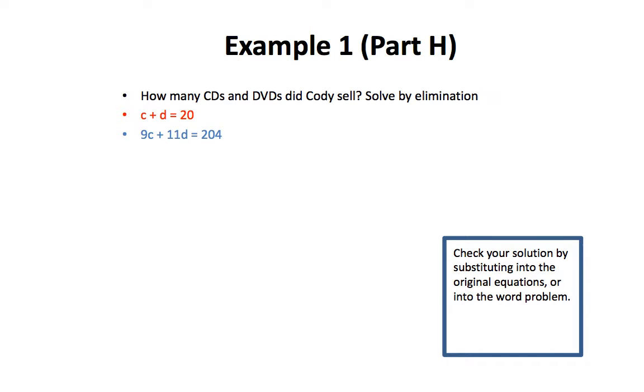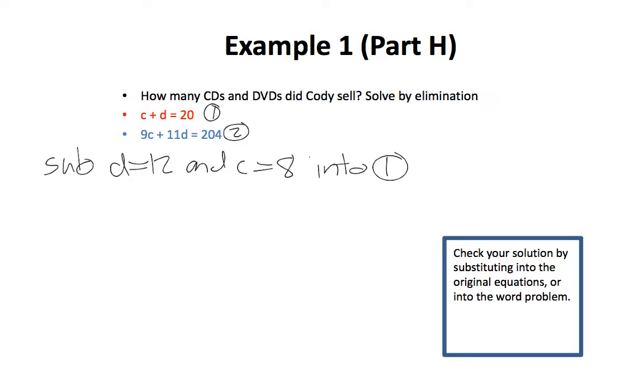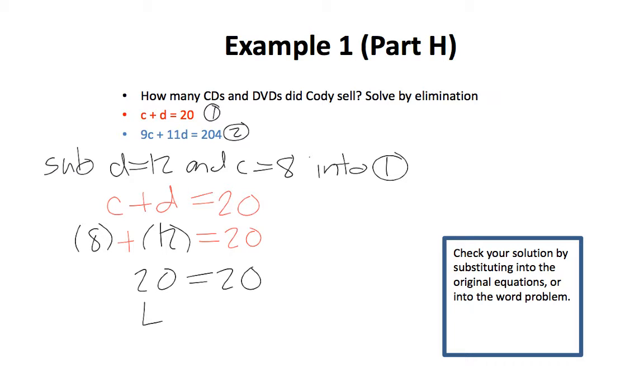We know the number of CDs and DVDs sold, but we need to check to see if these answers are correct. Therefore, we're going to have to do a left side equals right side check on both equations. So I'm going to say sub D is equal to 12 and C is equal to 8 into equation 1. Equation 1 is C plus D is equal to 20. I'm going to put 8 in brackets and 12 in brackets. Everything else stays the same. And as you can see, 8 plus 12 is 20. 20 is equal to 20. Therefore, the left side is equal to the right side.